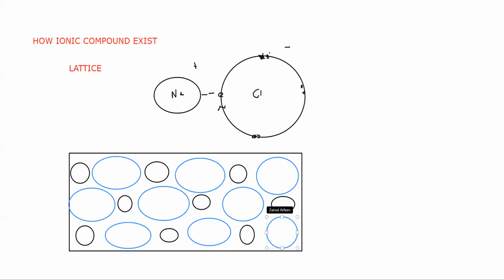So for example, the black one is representing the positive ions. Blue is representing the negative ions. And this regular arrangement of positive and negative ions, we call that a lattice. The term lattice means a regular arrangement of the particles.